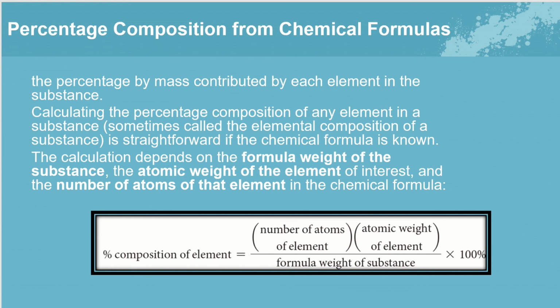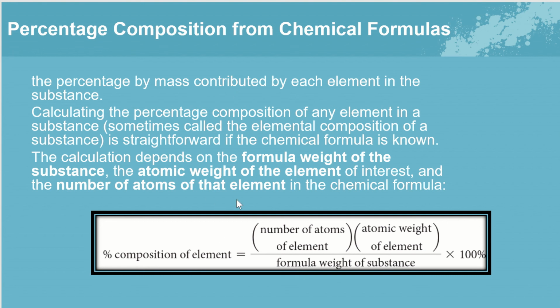All right, so the other thing that we want to calculate is the percentage composition from chemical formulas. That is the percentage by mass contributed by each element in the substance. Calculating the percentage composition of any element in a substance, sometimes called the elemental composition, is straightforward if the chemical formula is known. The calculation depends on the formula weight of the substance as well as the atomic weight of the element of interest and the number of atoms of that element in the chemical formula.